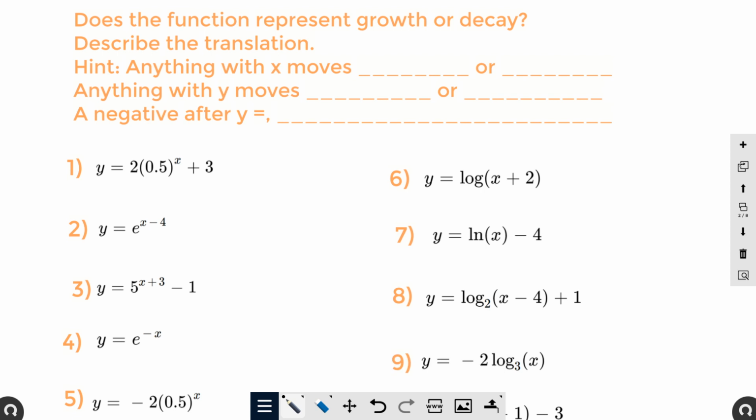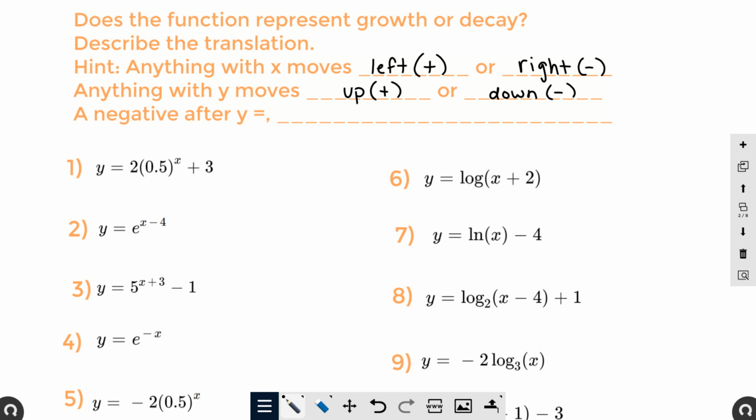Anything with x moves the graph how? Left or right? How does it move left if it's a positive, opposite of what you think, and right if it is negative. Anything that's with the y, which also means it's at the end of the function, moves the graph up or down. Up is up, and down is down. So just like we did with our absolute value graphs, if it's with x, it's opposite of what you think. If it's at the end, up or down, what you think.